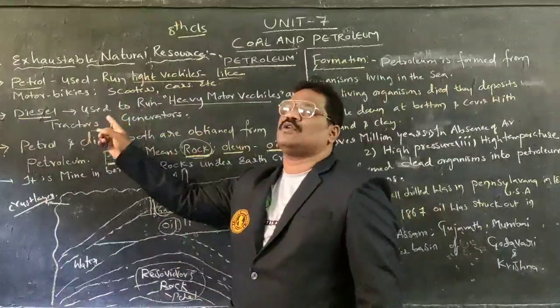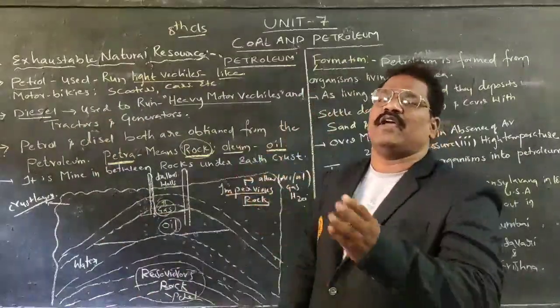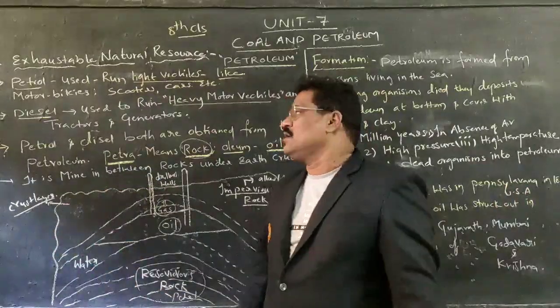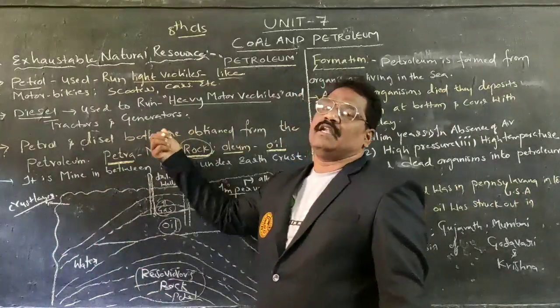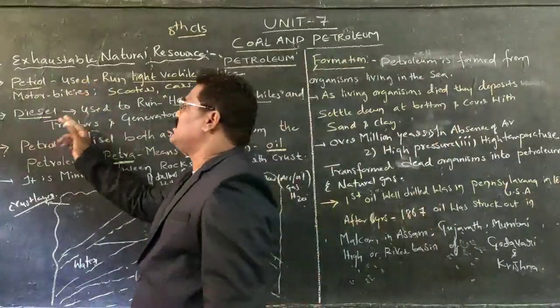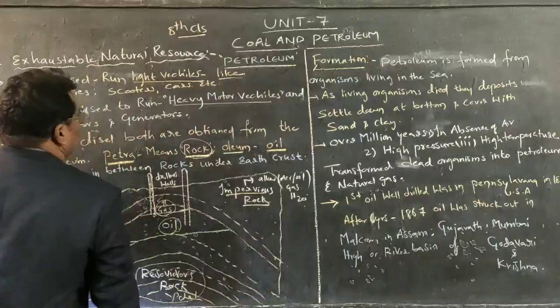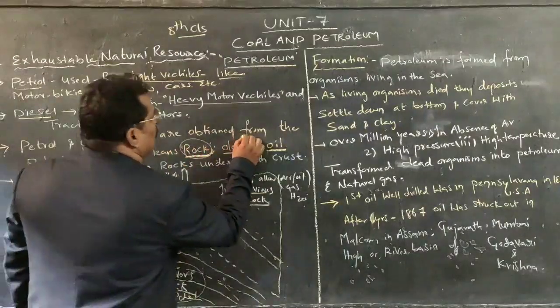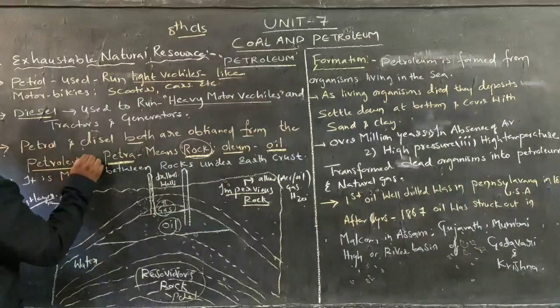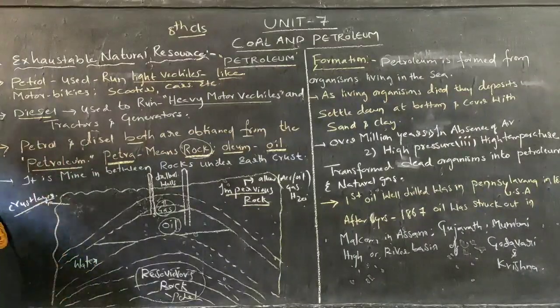Simultaneously, diesel is used to run heavy vehicles like tractors, lorries, heavy loaded vehicles, as well as generators for industrial purposes. These petrol and diesel can be obtained from one particular substance, that is nothing but what? Petroleum. From petroleum they can be obtained.